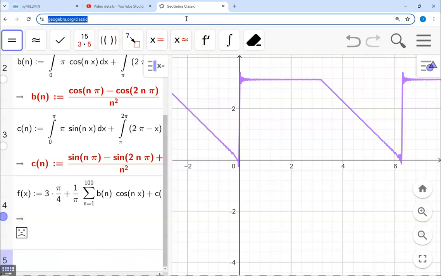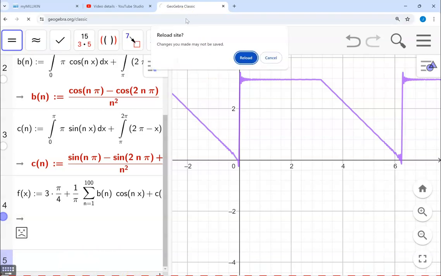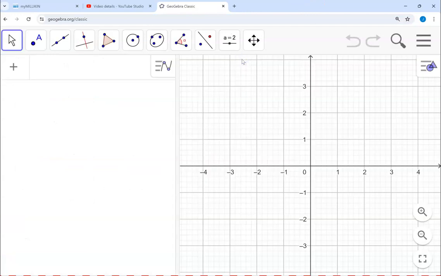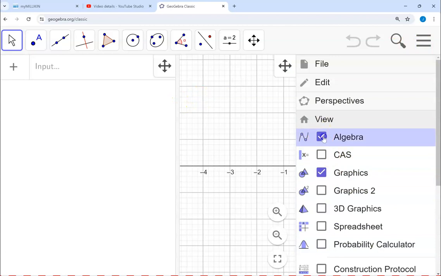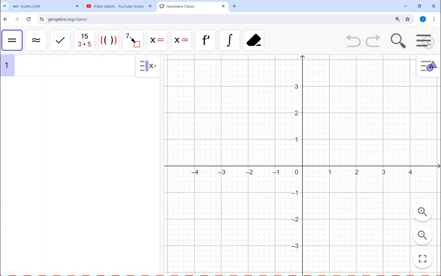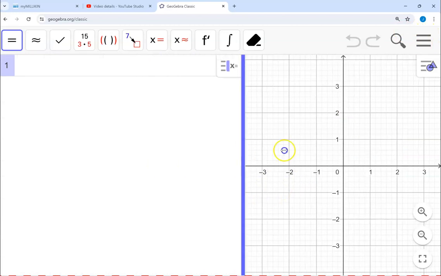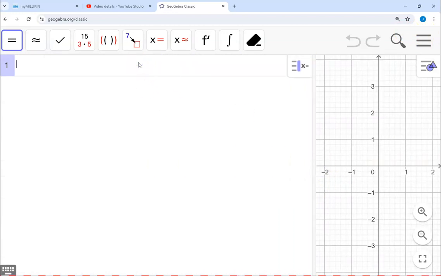I'm going to reload this just so I can get rid of all the old stuff. All right. So again, I want to change my view. If I reload, I want to make sure I have my computer algebra system up. So I'll change my view back over to the computer algebra system. The first thing we still need to do is integrate the function over the interval we're talking about. That's step 1. The function here is pi minus x, and we're going from 0 to pi.